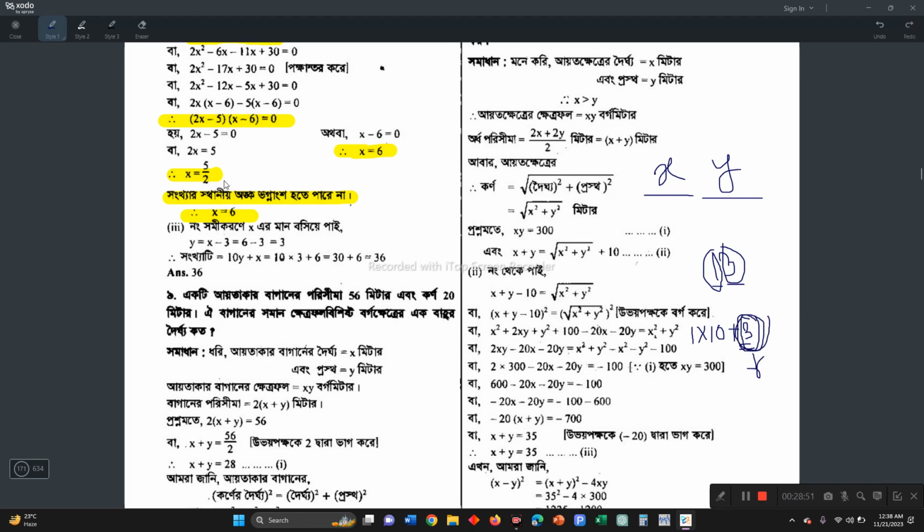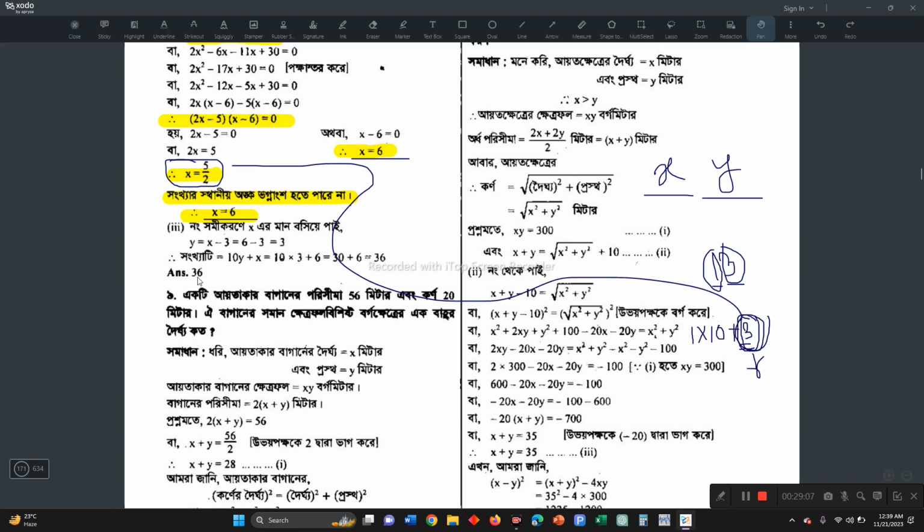So according to this condition, x cannot be a fraction, or 5 by 2. x will be equal to 6. So putting this value in equation number 1, what do we get? y is equal to 3. So the answer is 36. How? 10y plus x, or 10 into 3 plus x, is equal to 36. So the answer is 36.